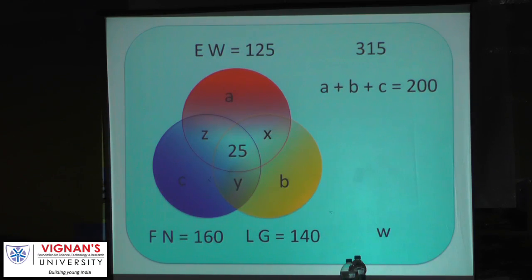Now the problem condition says the number of students who visited exactly two of the three is 5 times the number of students who have not visited any of these three places, right? So what does that mean? x plus y plus z is equal to 5 times w. This is the information we have. Now let us try to answer the questions that are asked here.